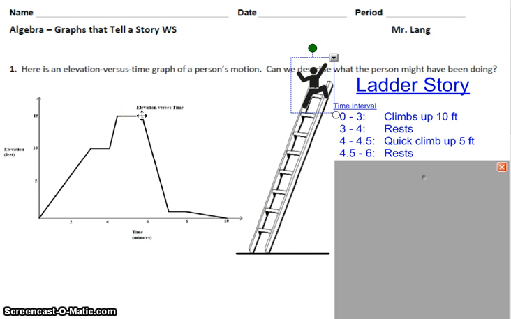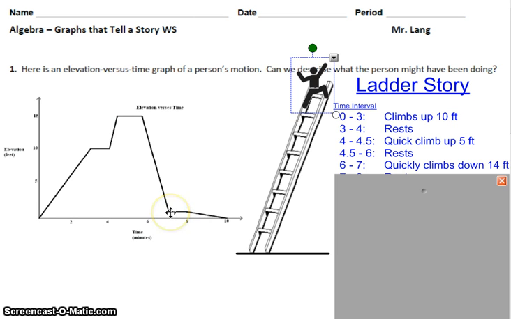So from 15 feet down to about 1 foot, that happens over from 6 to, I'll say, 7 minutes here. So from 6 to 7, they go down 14 feet. So that's pretty quick for a minute compared to how long it took them to go up. But maybe they're sliding down, or maybe they're just, I don't know what would make them go in such a hurry. But so they quickly climb down 14 feet.